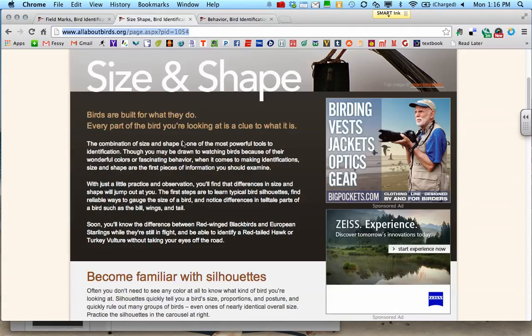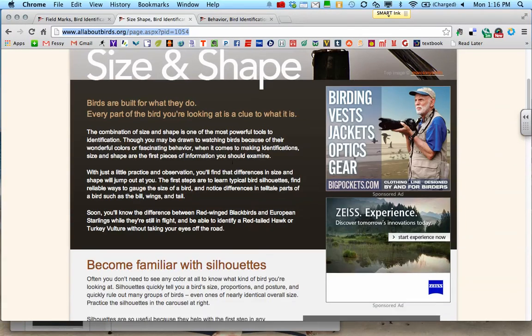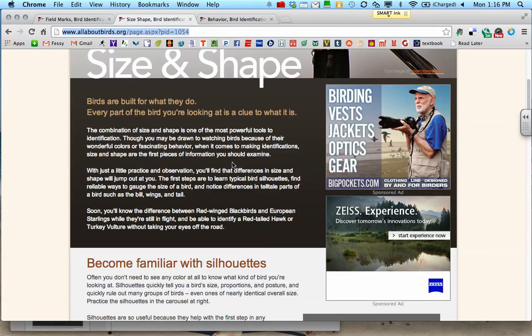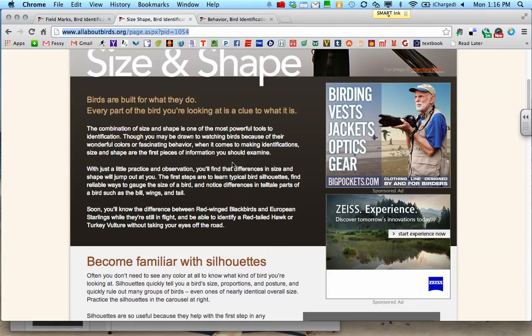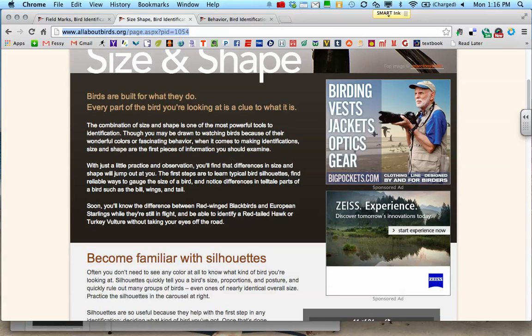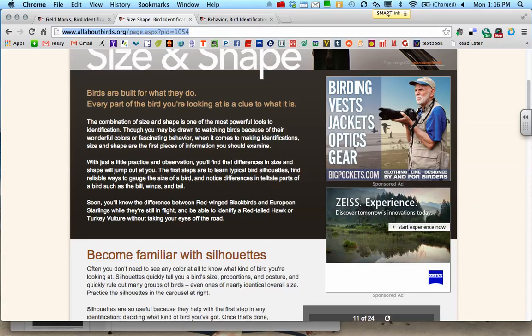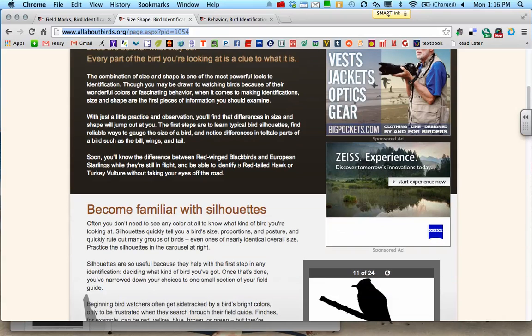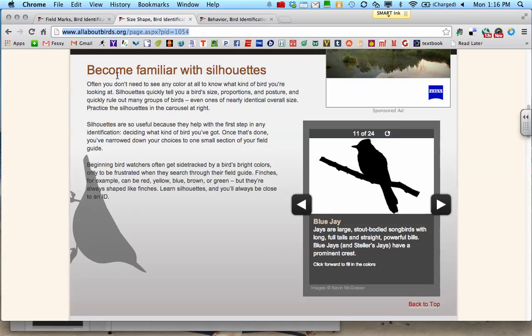So looking here at size, shape, okay. Combination of size and shape is one of the most powerful tools for identification. Although you're drawn to watching birds because of their colors, when it comes to making identifications, size and shape are the first places of information you can examine. And so asking us to be comfortable with silhouettes.